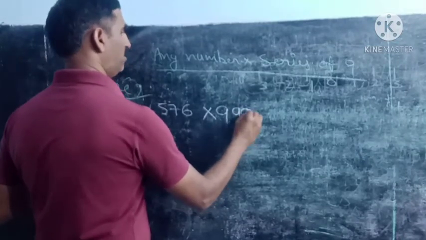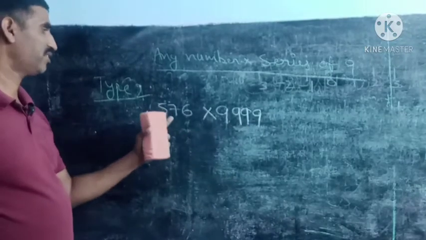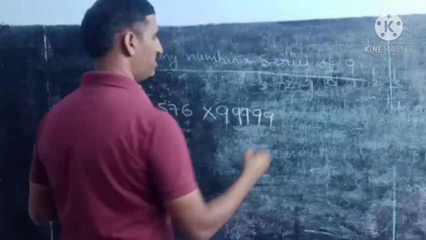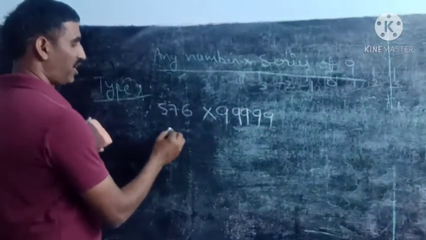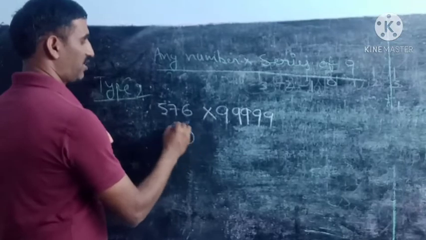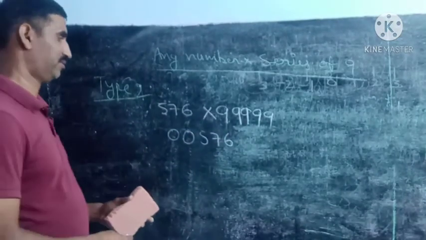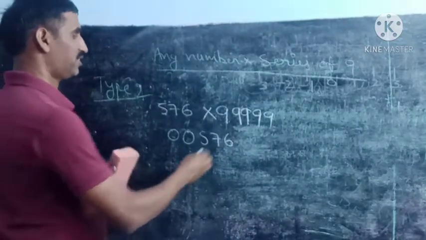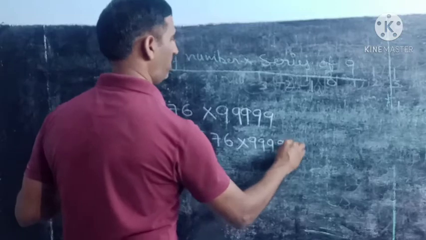576. Here you write one more 9. Here 4 digits will be there. Here one more 9 you write. Here 5 digits will be there. Here 3 digits will be there. So you write 2 digits extra. Write the same number, 576, into the same, 1 2 3 4 5.